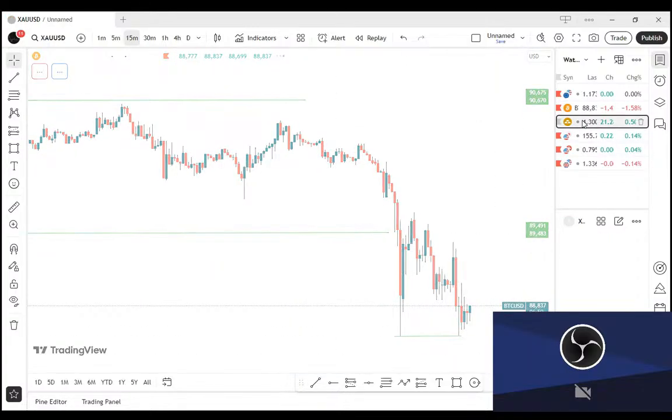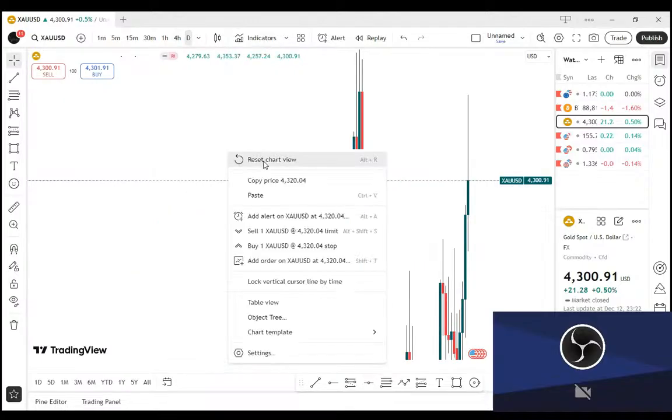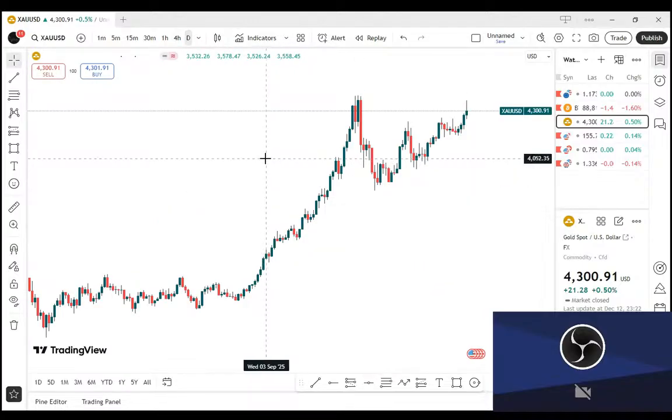Let's drop down to gold. Let's see what gold has for us. This is currently gold on the 15 minutes time frame. What I'll have to do, I'll drop down to the daily time frame to see what gold is actually doing.